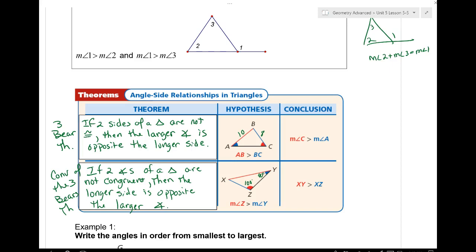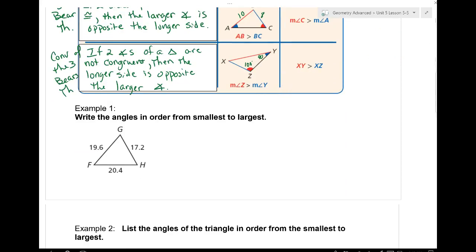Yes, ma'am. So for the three bears theorem, not the converse, but the original one, do you have to have a scalene triangle for it to work? It still works. You can have an isosceles triangle. The fact is, as long as you know a side is longer than another one, I know the angles are going to be different measurements, and I should know which one it is.